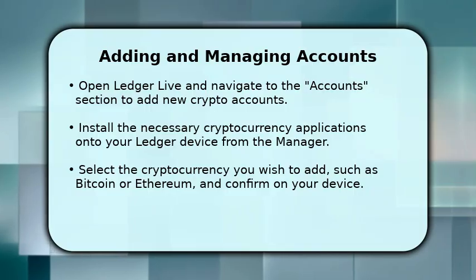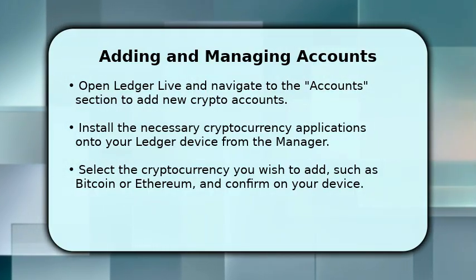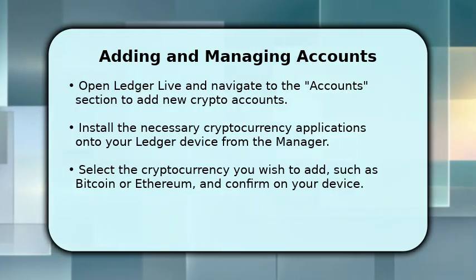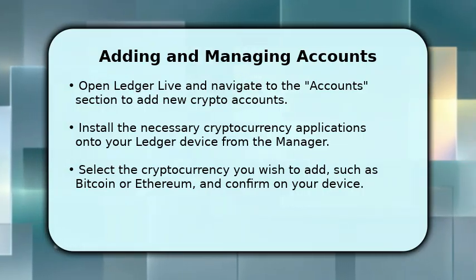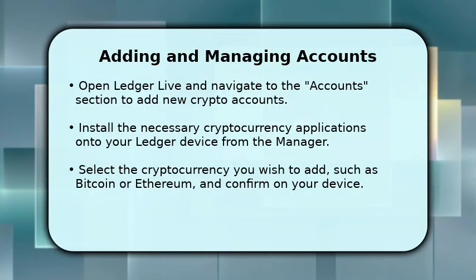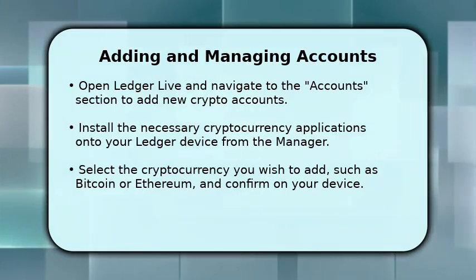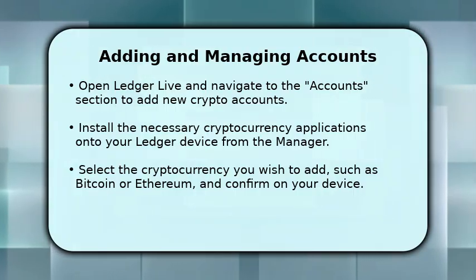You'll need to install the specific cryptocurrency applications onto your Ledger device from the Manager tab. For example, if you want to manage Bitcoin, install the Bitcoin app. Select the cryptocurrency you wish to add, like Bitcoin or Ethereum, and confirm the action on your device. Now you can view your total portfolio balance and individual account details right in the dashboard.